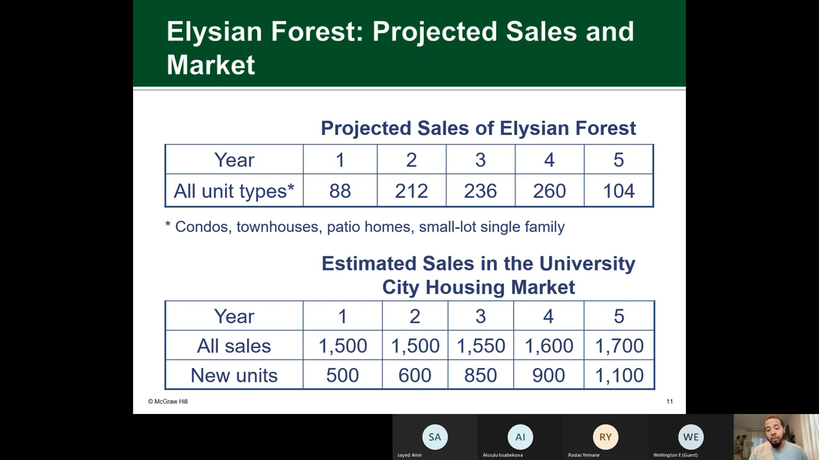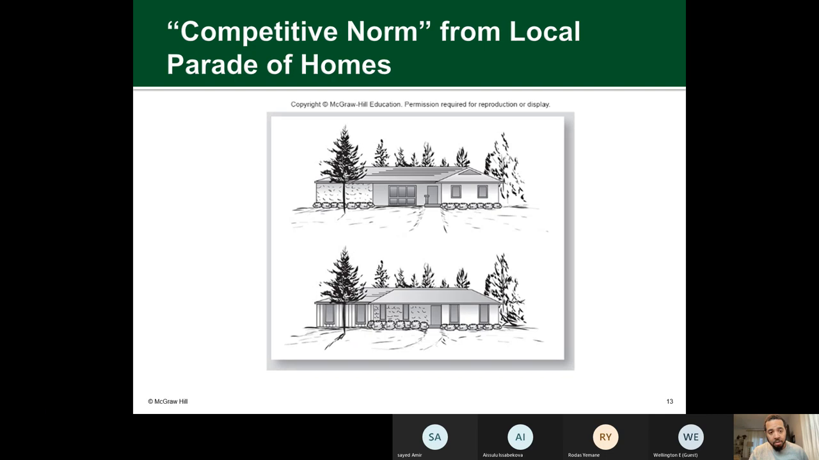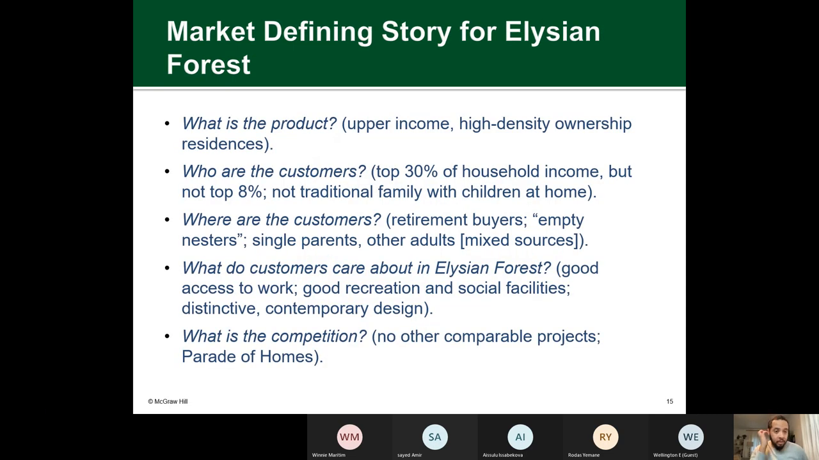So, as a researcher for a project, you would look at all the numbers. Numbers are important. So these were projected sales. And then this is the style and how it looked and how it differed from the other homes, a little bit more modern. And then there's the actual design of the building itself. And the story for Elysian was, we're targeting upper income, so the properties were a little bit more expensive. The top 30% of household income.